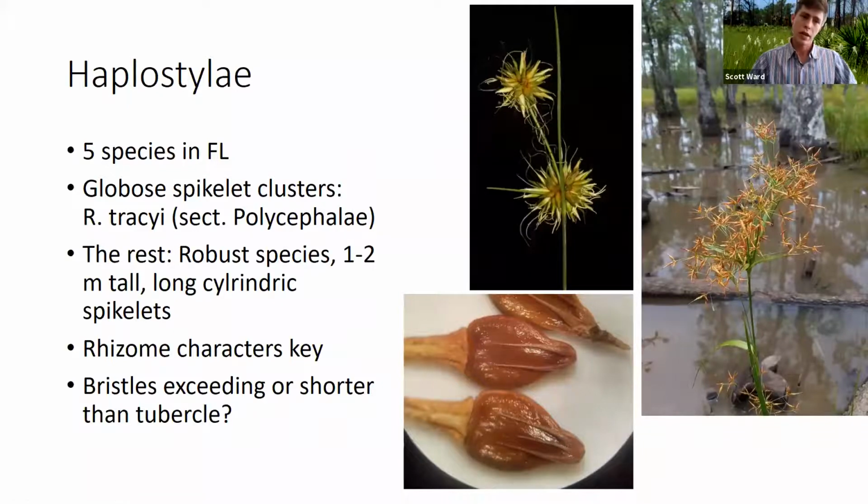So I kind of went over this already, but there's 5 species in Florida. Rhynchospora tracyi is the one that has globose or round clusters. And the rest kind of differ in having these more cylindric, longer, thinner spikelets. As I mentioned, they can be quite tall. Rhizome characters are important, and it's important to think about if the bristles exceed the length of the achene or not.